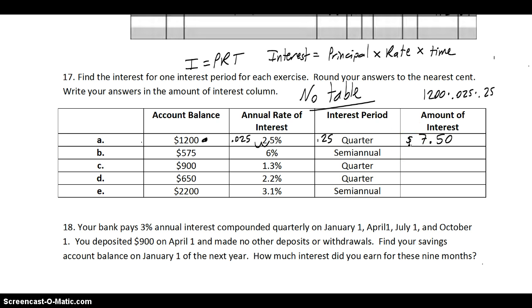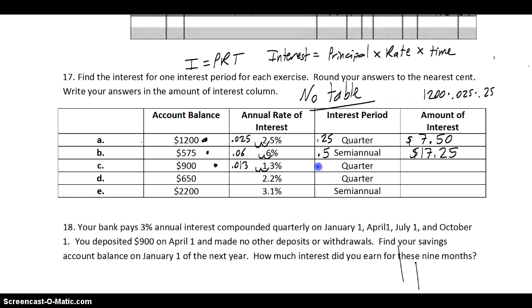Nothing fancy. Do the same thing with the next one. Take 575 times 6% as a decimal is 0.06, and then semi-annual is every half of a year, so that's 0.5, or 1/2 if you'd rather use a fraction. So take 575 times 0.06 times 0.5, and you should get $17.25.